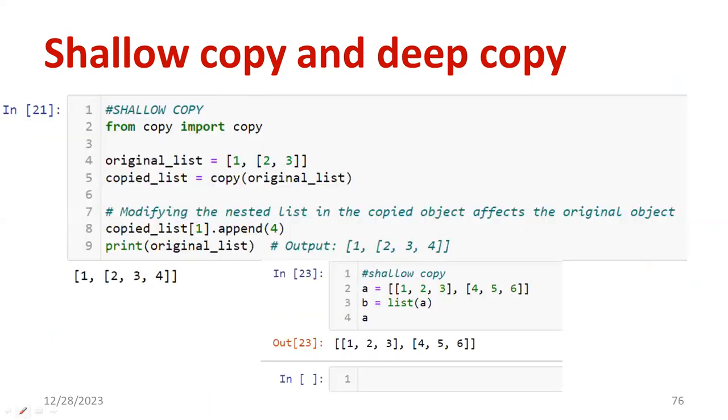Here you can see the operation of shallow copy. We require a module, namely the copy module, and from copy, we have to import the specific function called copy. We have an original list, which is mutable. If I perform a copy of the original list, modifying the nested list in the copied object affects the original object. If I elaborate on line number 7, I want to perform a modification, an appending operation. So we have the original list, then I'll be performing the appending.